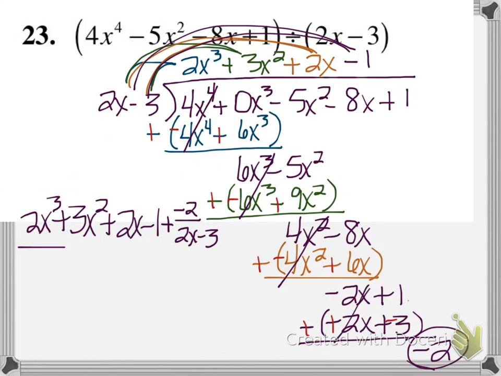So I had to kind of squish that in there. But that would be my final answer. So 2x cubed plus 3x squared plus 2x minus 1 was the main part of the quotient. And then my remainder was negative 2 over 2x minus 3. Recall, if you're dividing numbers and you wanted to write your remainder as a fraction, you would just take your remainder and put it over what you were dividing by. We did the same thing here.